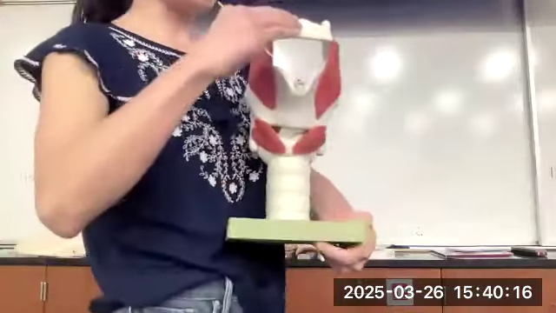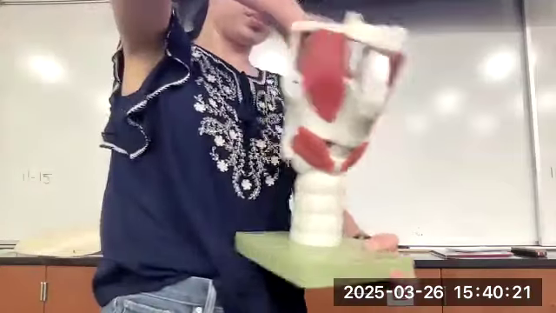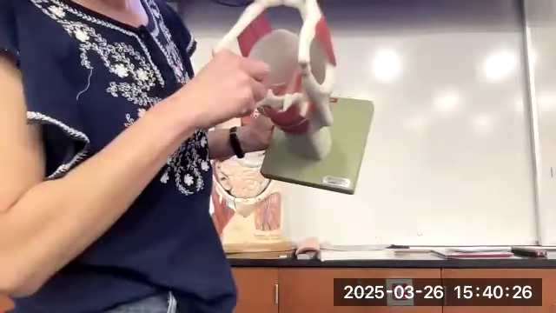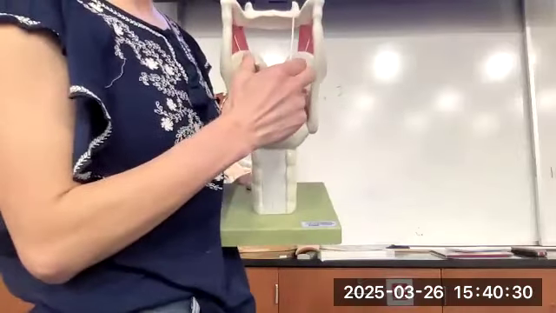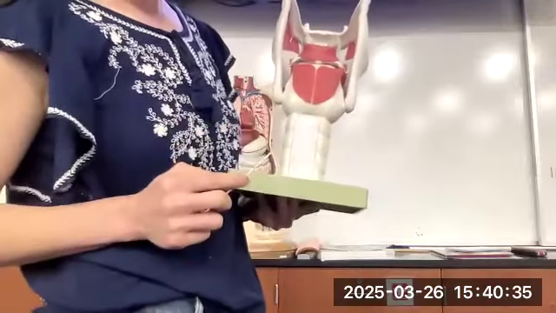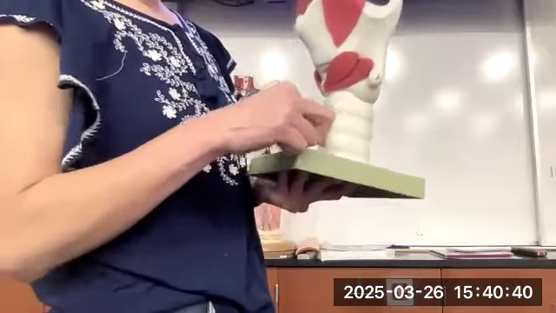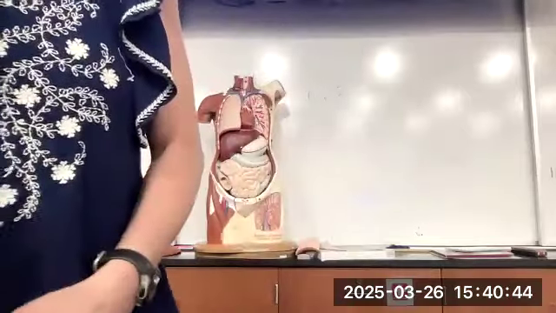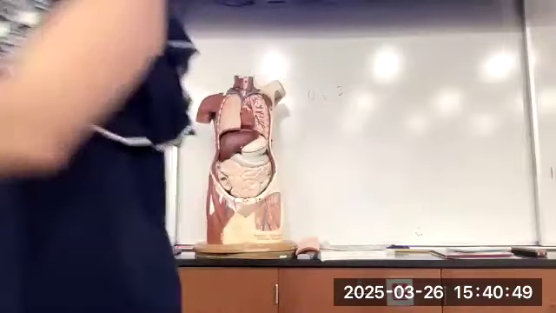Here, hyoid bone, thyroid cartilage, laryngeal prominence. Broken here, but this is epiglottis. Vocal cords. These are the arytenoid cartilages. Cricoid cartilage. Trachealis. Tracheal cartilages. I think I showed the thyroid gland.